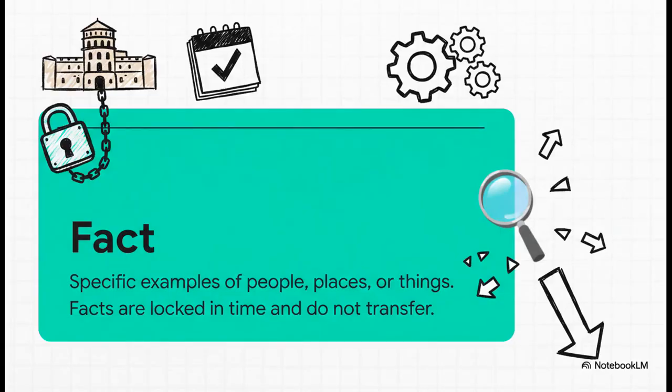So at the very bottom, the foundation of everything, you've got facts. A fact is something like, the Bastille was stormed on July 14, 1789. It's specific, it's concrete, you can verify it. But here's the catch. Facts are locked in time. They don't transfer. That date only applies to that one event. It's totally essential information, but it's really just the starting point.